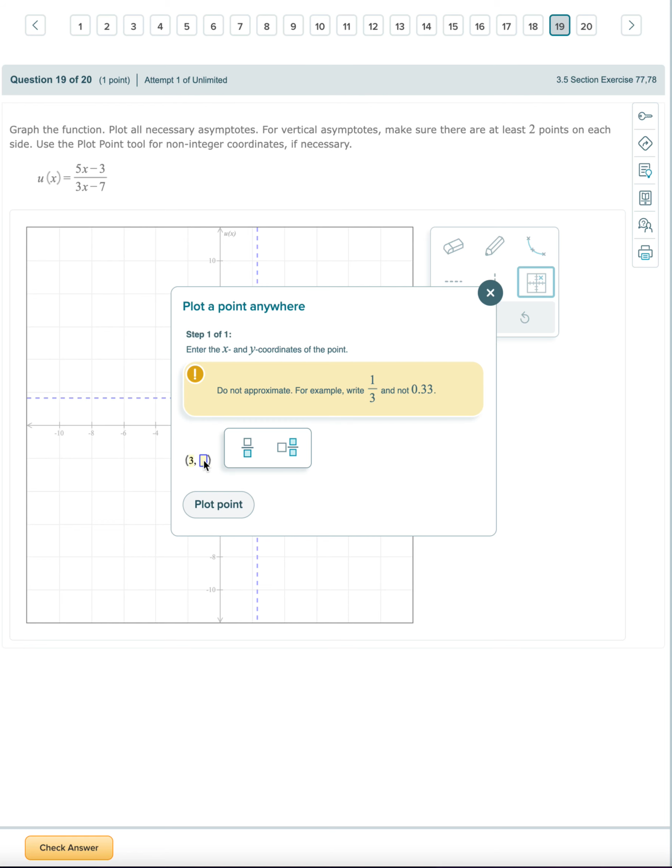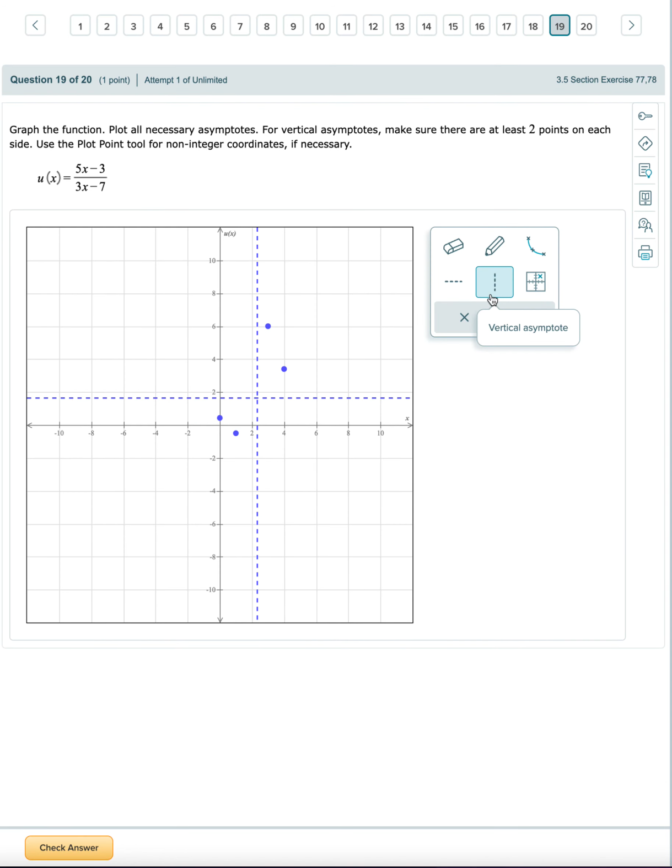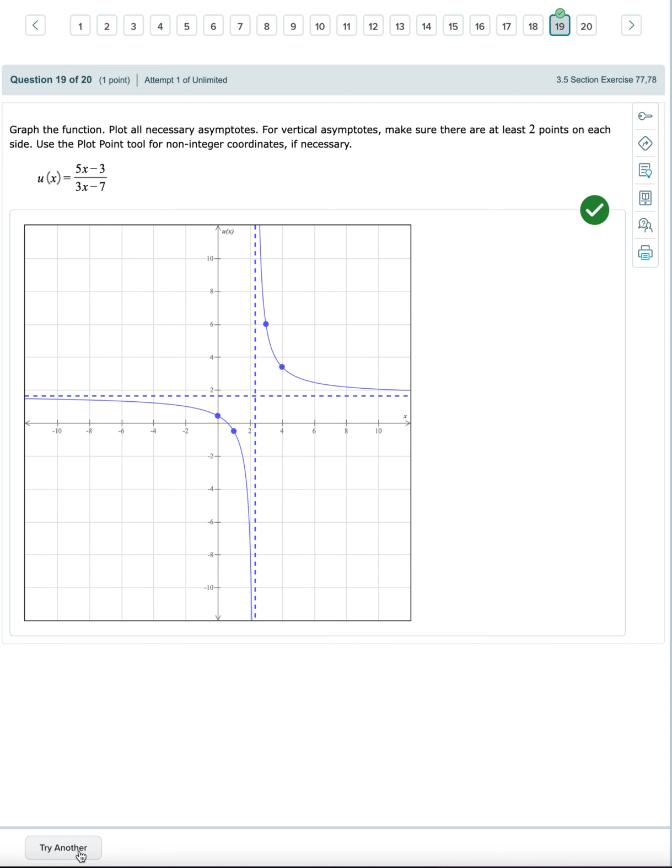But let's see. 3, 6, plot that point. And then 4, and we have 17/5. Plot that point. So I think we should be good to go. 2 points on this side of the vertical asymptote, 2 points on that side of the vertical asymptote. Let's go ahead and see if it'll graph our function. It sure enough did. And then let's check our answer. And it says that it's correct. So I do hope that this has helped.